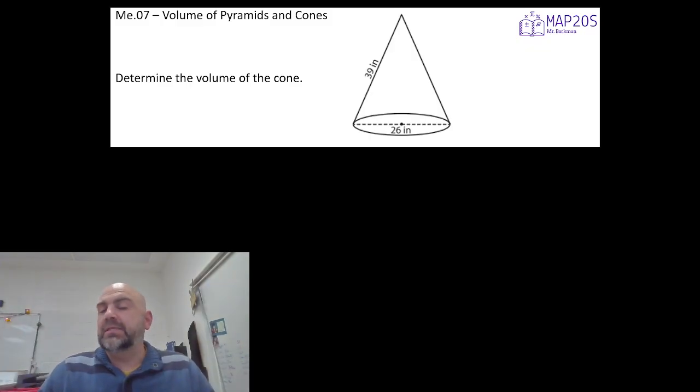Well, the radius is easy to solve for. All we need to do is take the diameter divided by 2, which means that we're going to have a radius of 13 centimeters, or sorry, 13 inches. I read my dimensions wrong.